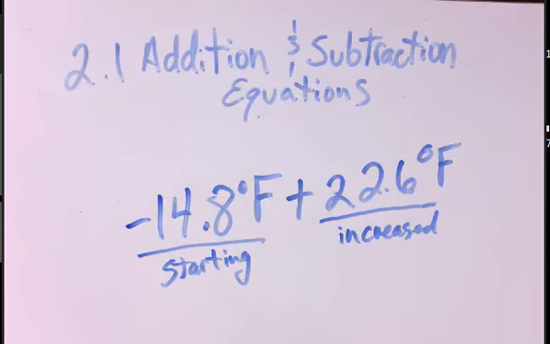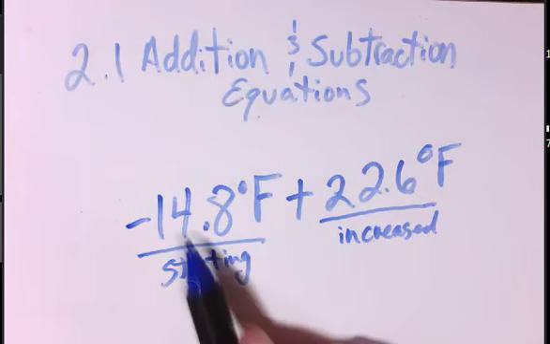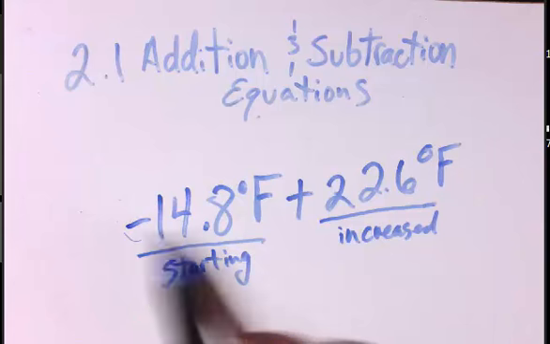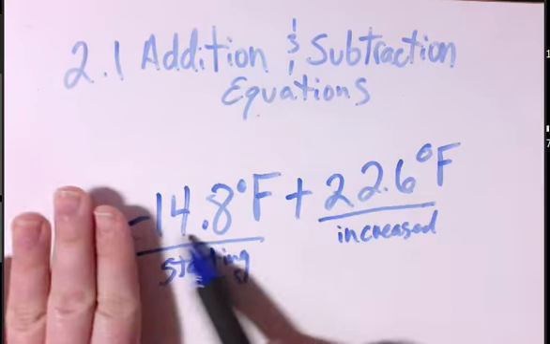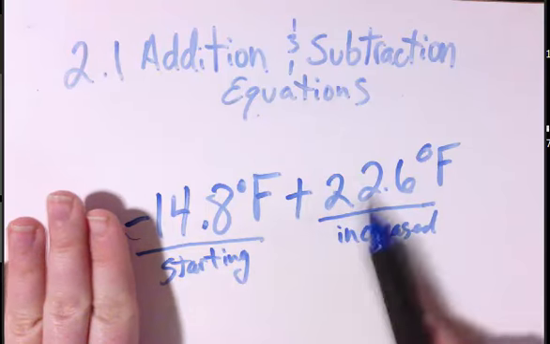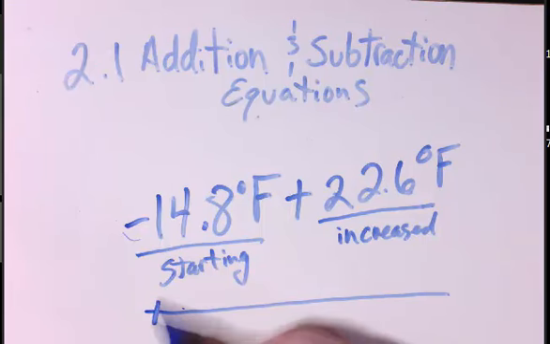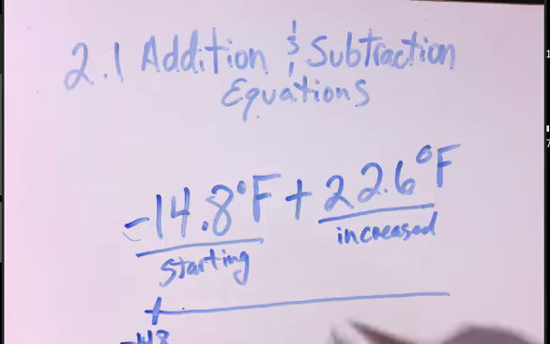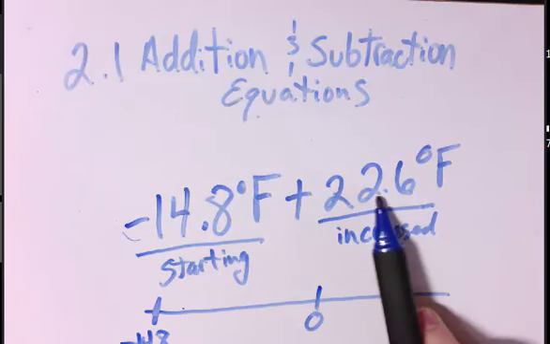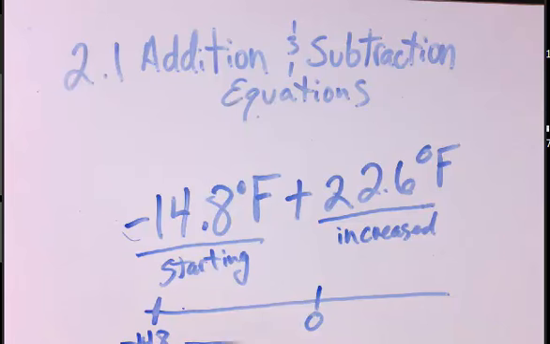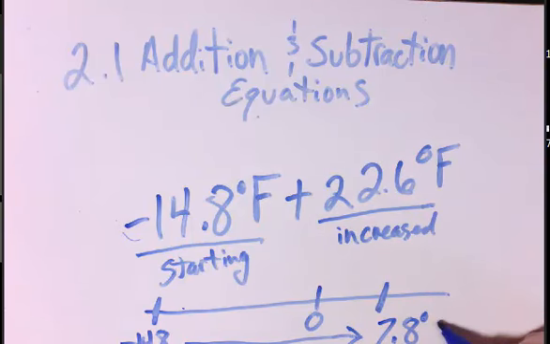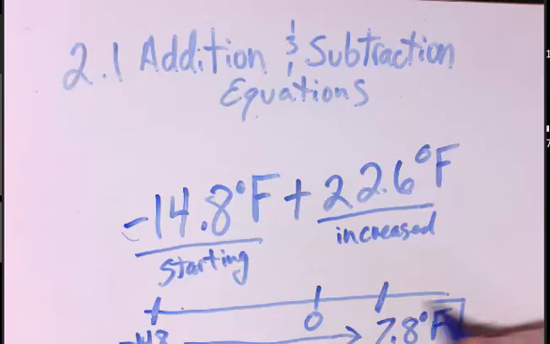Alright, and so when we add those together, because remember you're starting at a negative, and then you're going past, if you just look at the 14.8 and the 22.6, if you look at that number line, we're starting down here at that negative 14.8. And since this is bigger than 14.8, we know we're going to go past 0. We got to figure out how far past 0 we're going. So then when you add those together, you're going to get 7.8 degrees Fahrenheit is the temperature at 3 o'clock.